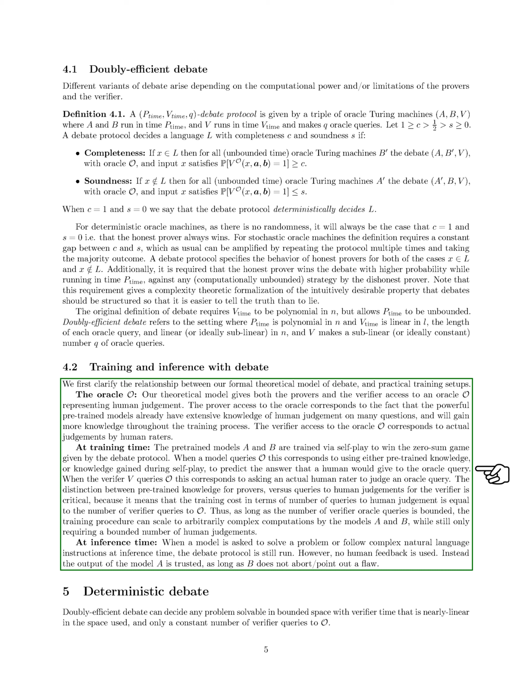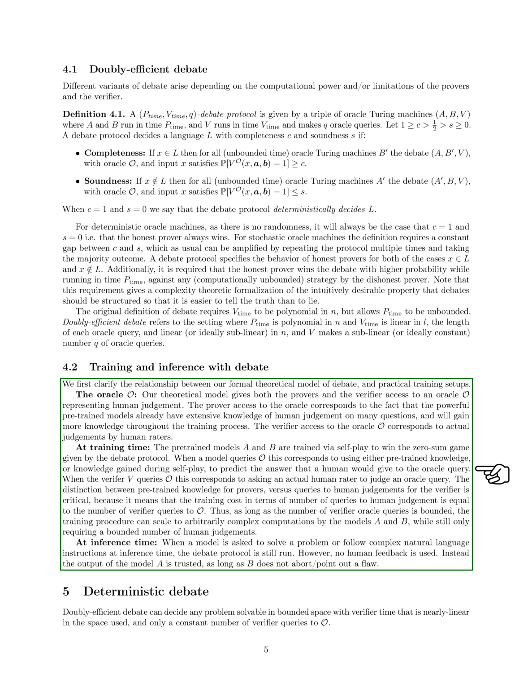The distinction between pre-trained knowledge for provers and queries to human judgments for the verifier is critical. This is because the training cost in terms of the number of queries to human judgment equals the number of verifier queries to the oracle. As long as the number of verifier oracle queries is bounded, the training procedure can scale to arbitrarily complex computations by the models, while still only requiring a bounded number of human judgments.